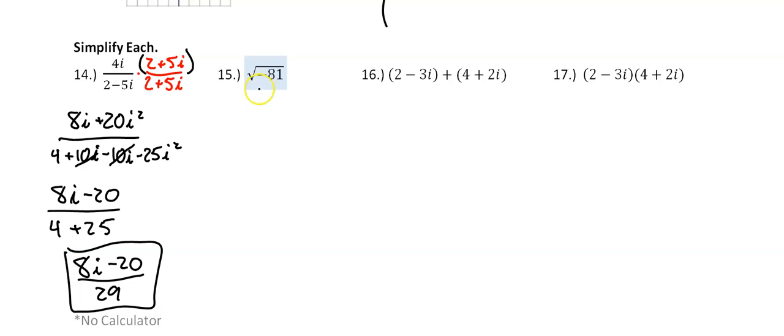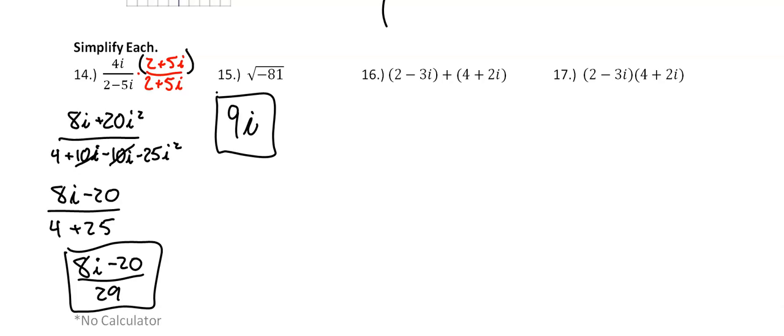Okay. This one, the negative comes out as an i. The square root of 81 is a 9. And there's nothing left under the radical, so that's it. Just 9i.